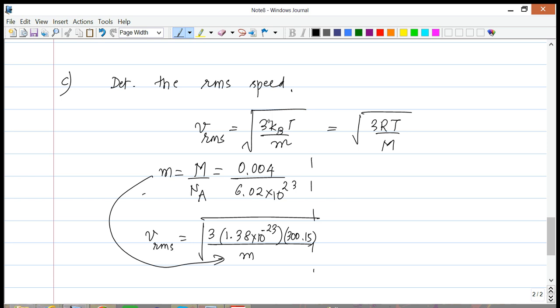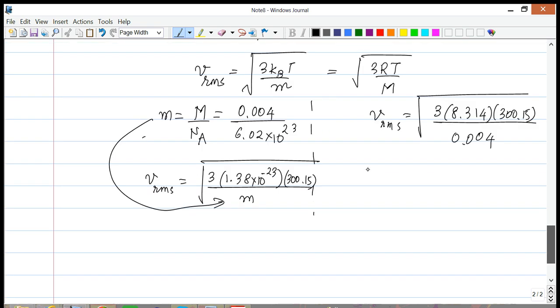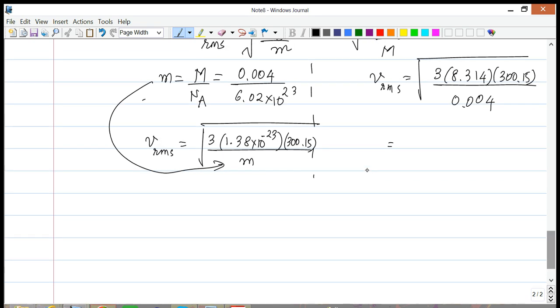Now if we were to use the right hand side, the answer is actually much easier because we don't have to really calculate anything, all the values are given. So it is 8.314 times 300.15 divided by capital M, which is again 0.004, and we can calculate the root mean square speed for helium. So calculate these two values and see what you end up getting.